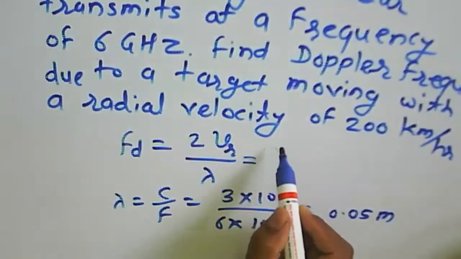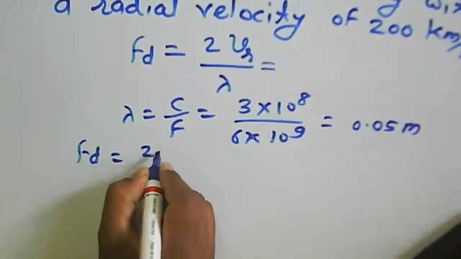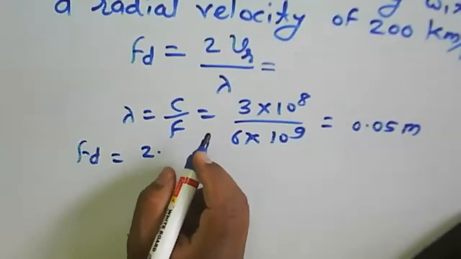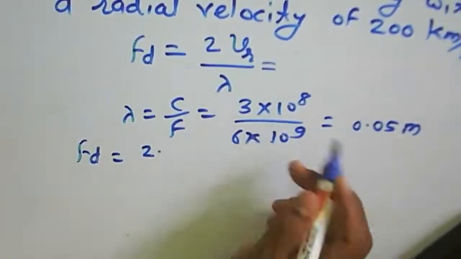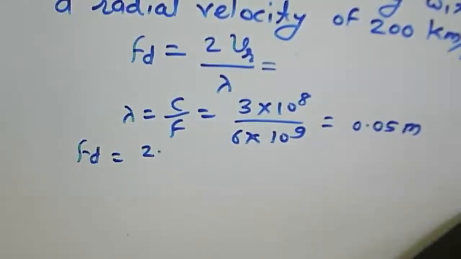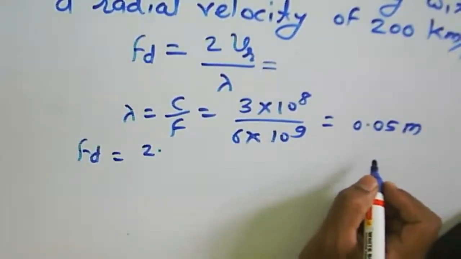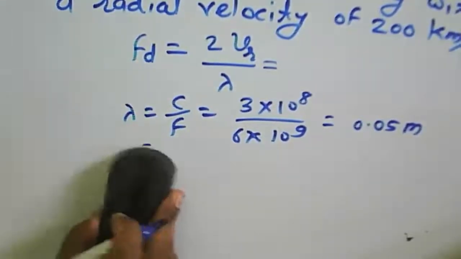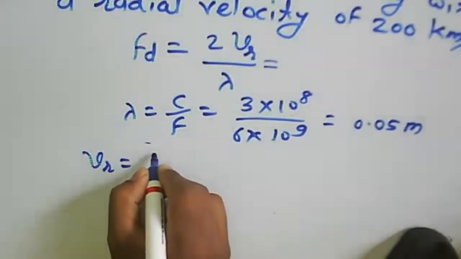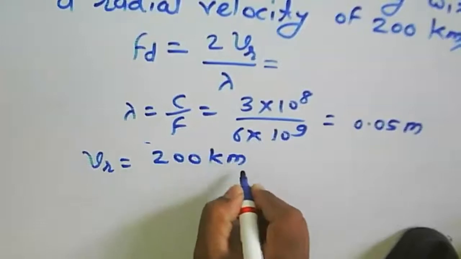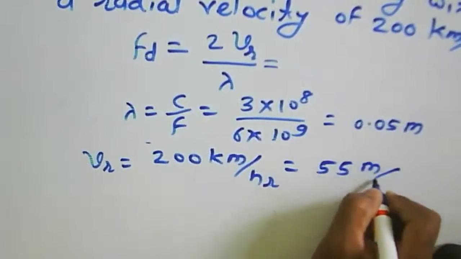That is about Fd is equal to twice VR, 2 into VR. VR is equal to what? It's 200 kilometer per hour. And this velocity, if we have seen, is in terms of meter per second, and your lambda is in meters. Now we need to convert that velocity in terms of meter per second. So VR is equal to 200 kilometer per hour, which is equal to 55 meter per second.